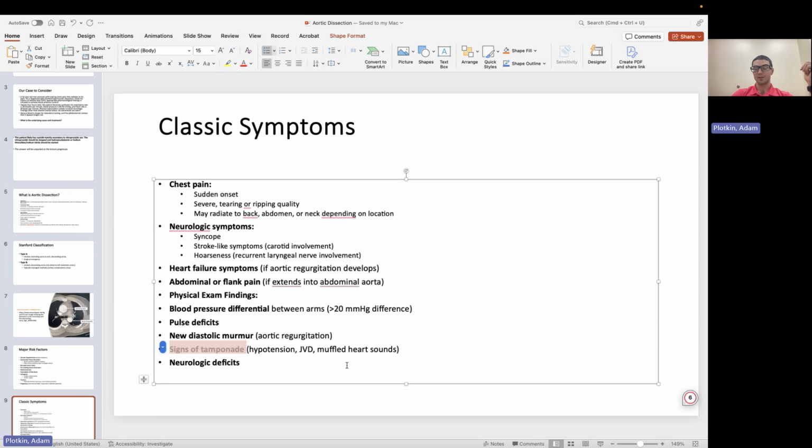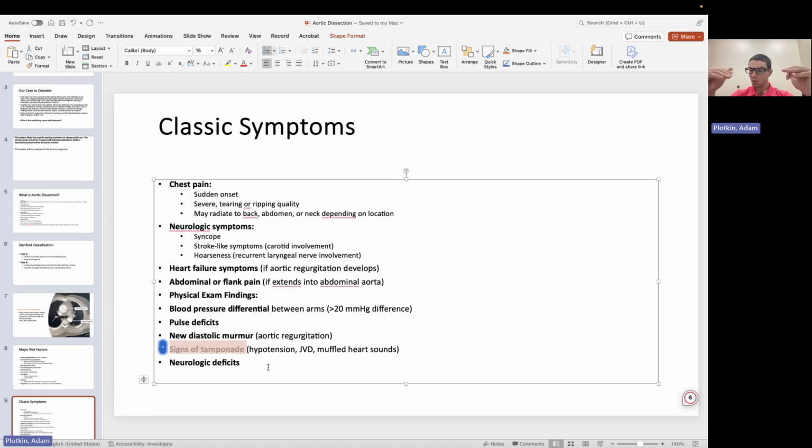We could see signs of tamponade if the dissection has now progressed and gotten itself into the pericardium. So we could see Beck's triad, where we see hypotension, JVD, and muffled heart sounds. And then we could see neurological defects, like I was talking about, if we impact the carotids.